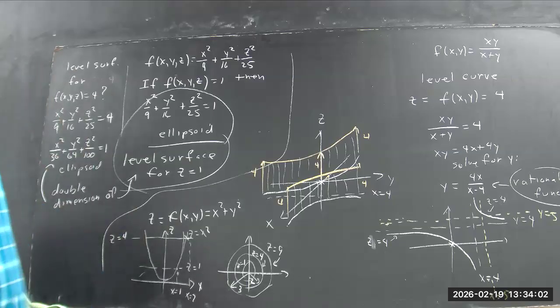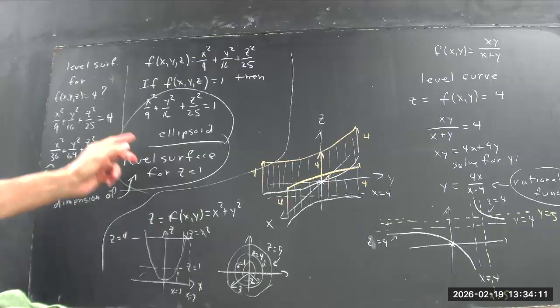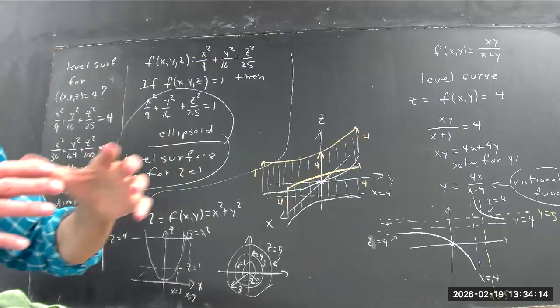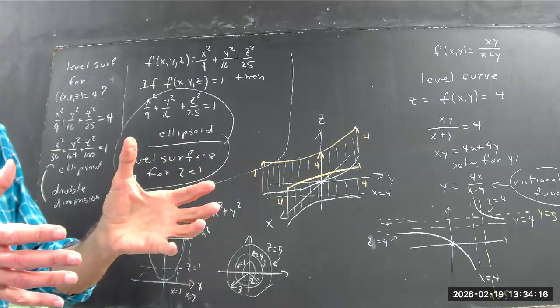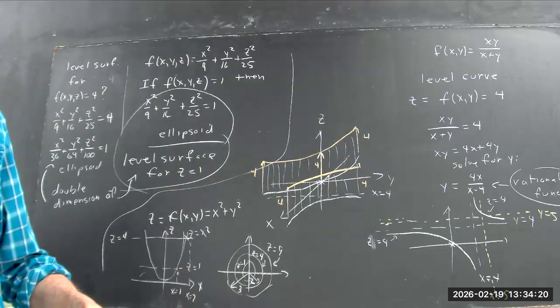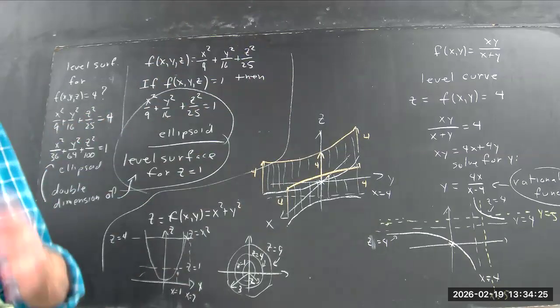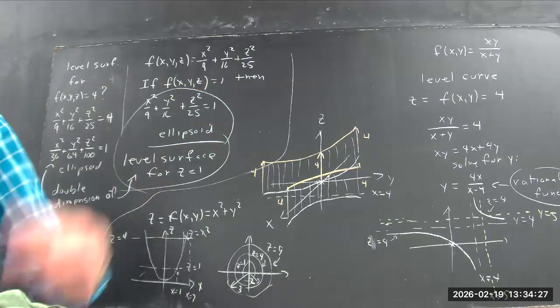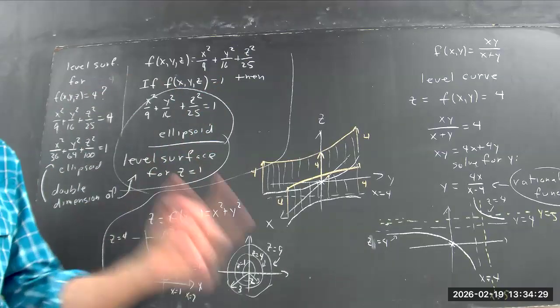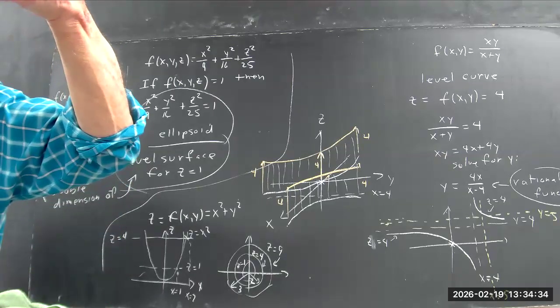If this is a temperature function, then the temperature is 1 degree here, it's 4 degrees here. So you're on this smaller ellipsoid, temperature is 1 degree. You go to a bigger ellipsoid, temperature is 4 degrees. You go to a bigger one, whatever value, and your temperature is increasing as you move away from the origin, but it's increasing faster in the x direction than it is in the z direction.